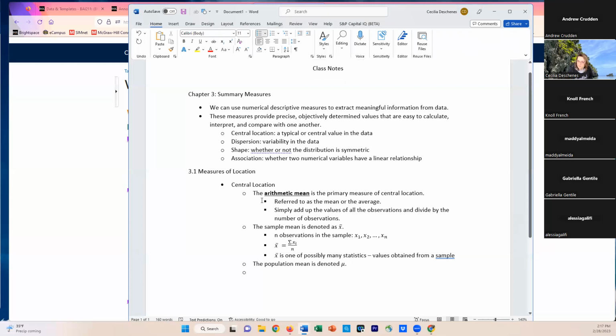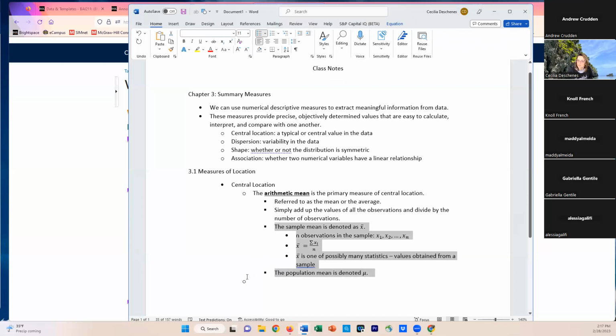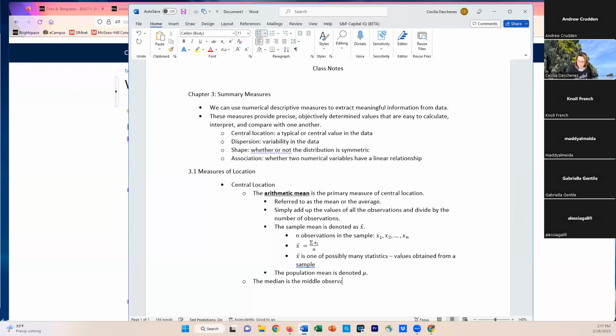And just to keep things organized, I should indent this part right here, and we'll come down here. We're going to talk here about the median. The median is the middle observation. So half of the observations fall below and above the median. This implies that the data has been ordered.